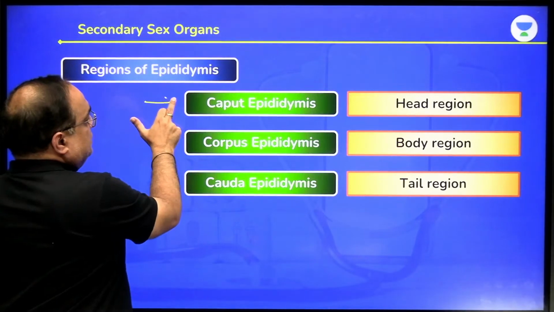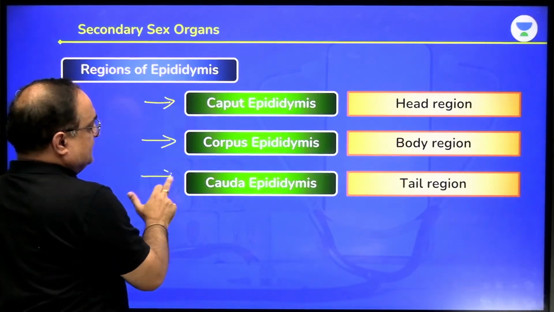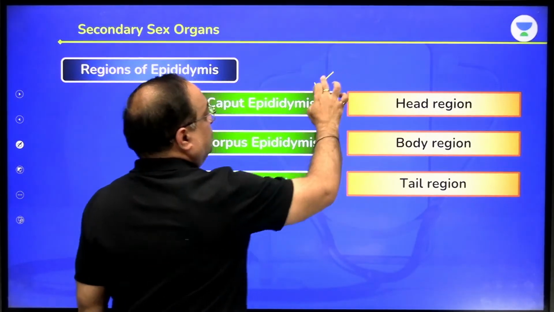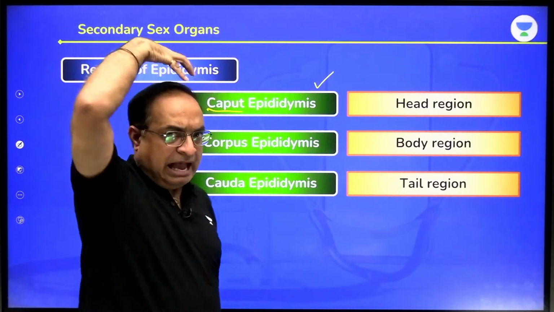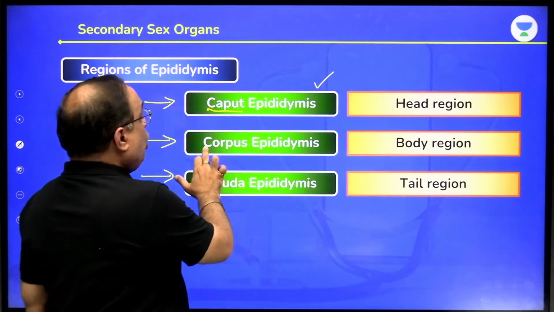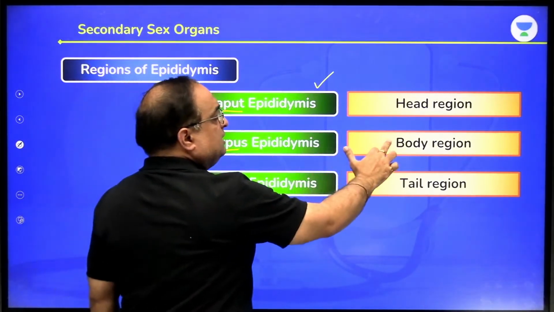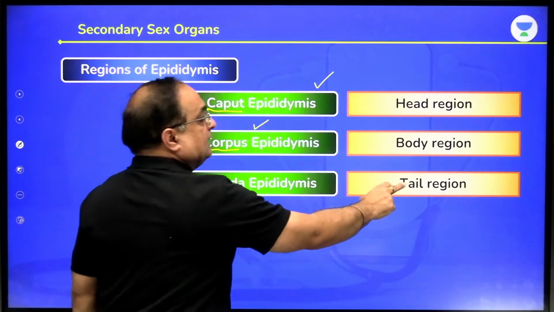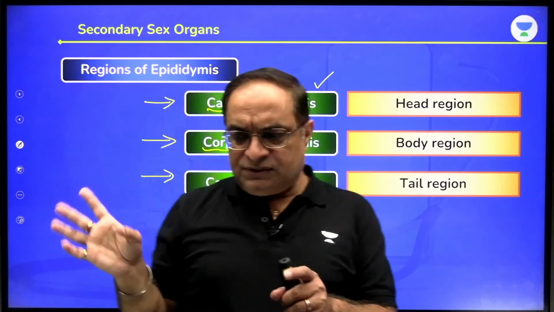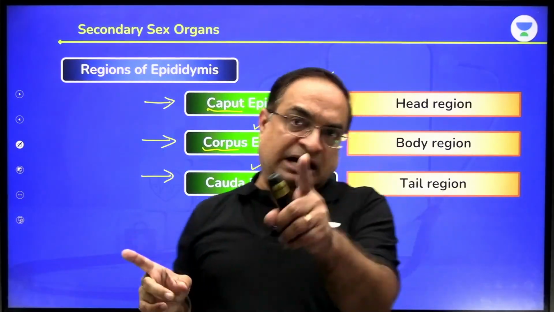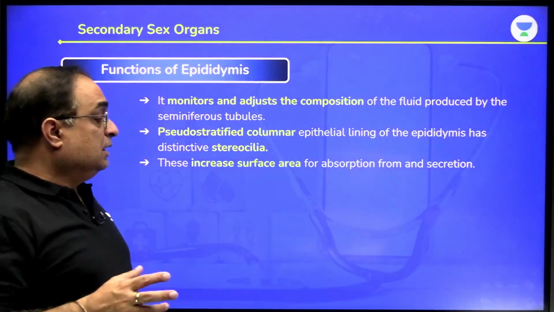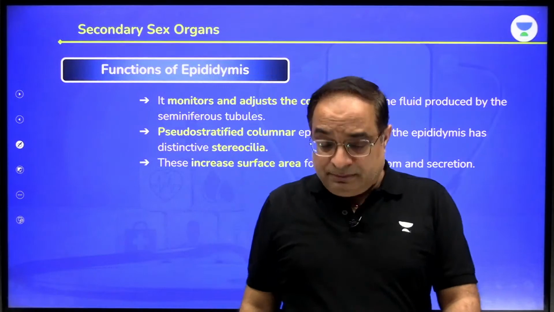What are the different regions of epididymis? Epididymis has 3 regions. The head region is called caput. Caput, you can guess from cap, as we wear a cap on the head. So caput epididymis is the head region. Corpus means body. The main body region is the corpus epididymis. And the tail region of epididymis is cauda epididymis. In NCERT these 3 are not given separately, but as a medical student you should remember that epididymis has these 3 regions. Now the question is, what are the functions of the epididymis?